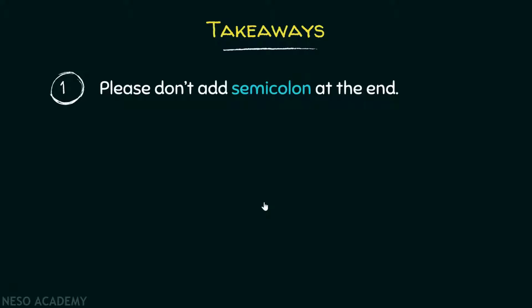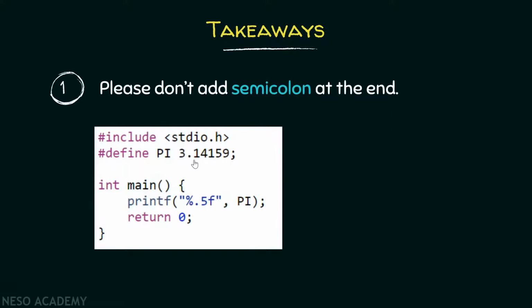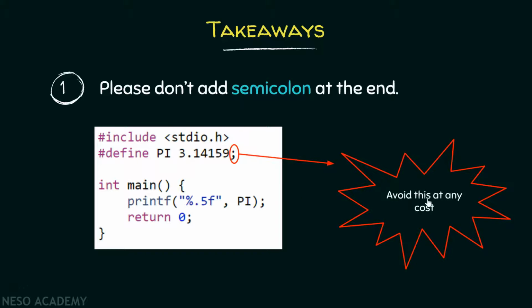Now here are some takeaways to take along with you. Please don't add a semicolon at the end. If you notice carefully, we are not adding any semicolon at the end, so we should not add a semicolon. Here you can see in this example, I'm adding a semicolon at the end. This is one thing that you need to avoid at any cost. This will produce an error. So please avoid adding a semicolon at the end.